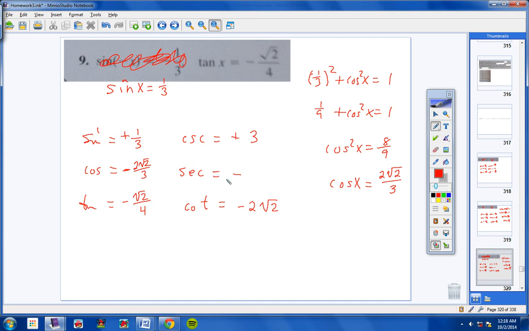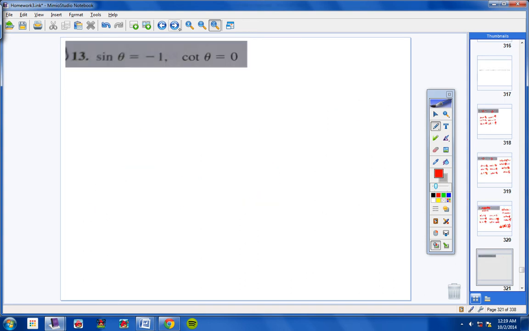Now if you flip that, we got a lot of work to do. If you flip that for secant, you're going to get 3/2 square root of 2. So we multiply the top and the bottom by square root of 2, and we get 3 square root of 2 over, well, there's a 1 right here, so 2 times 1 is 2, and the square root of 2 times the square root of 2 is just 2, so you end up with 4 in the denominator. So 3 square root of 2/4. Now if I'm going too fast, you can always pause the video.